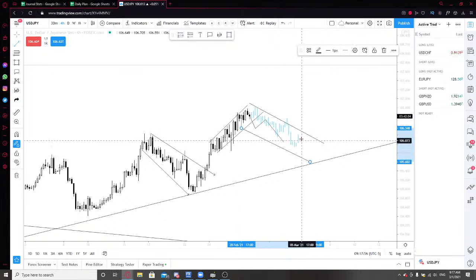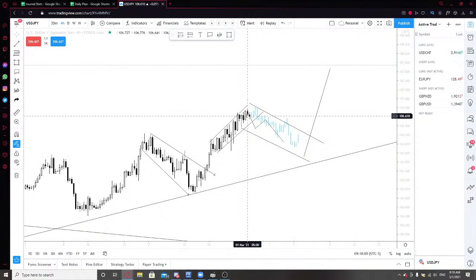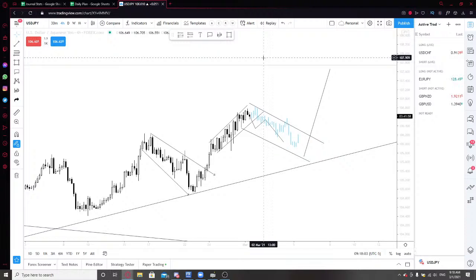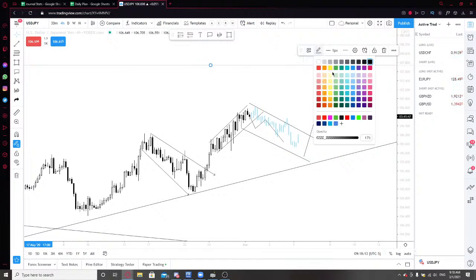But essentially looking for another correction here and looking for a continuation up to this level. If price doesn't just continue to rocket and scale up to about 107.75. I'll change this color so it's clear. Sure, why not?